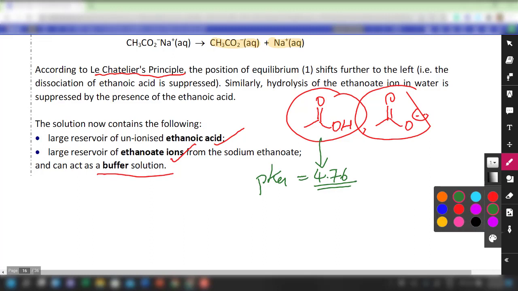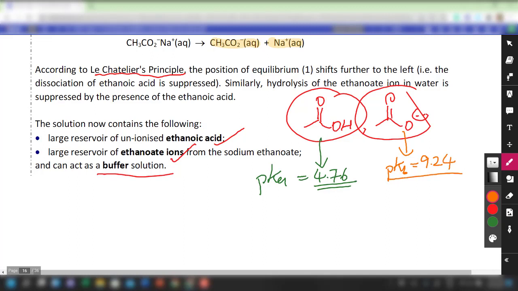If you know the pKa value of ethanoic acid, you can easily calculate the pKb value of ethanoate. It will be 14 minus 4.76, that will be 9.24. And you might also be aware that the lower the pKa and the lower the pKb value, the stronger the acid and the base.